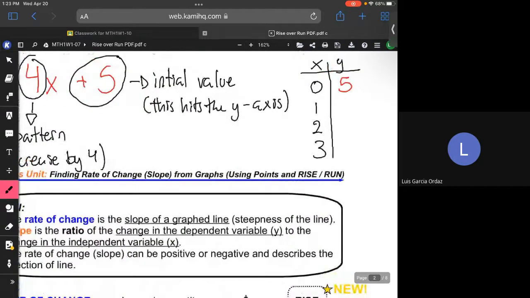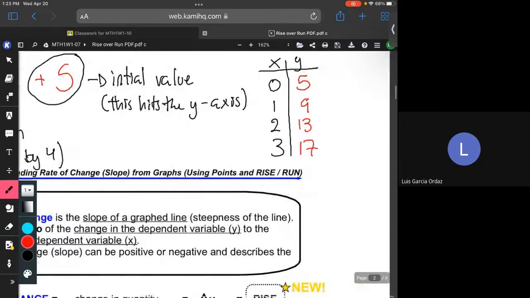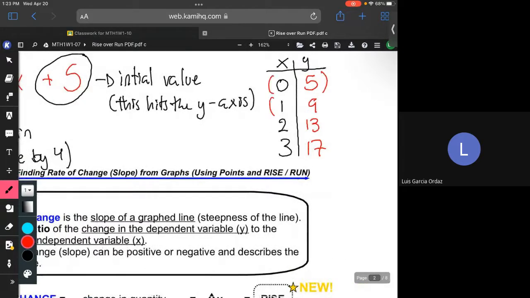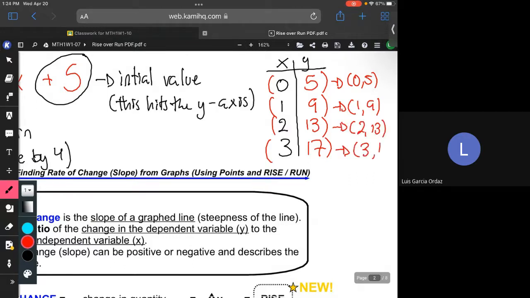Austin. 9. Then? 14. Okay. And what's the last one? 14. Yep. There we go. Wait. 9 plus 4 is 13. Yep. We're off by a bit. That's fine. 17. Perfect. So we said these combined together make our coordinates, which help us graph our line. So these coordinates are going to be (0, 5), (1, 9), (2, 13), and (3, 17).